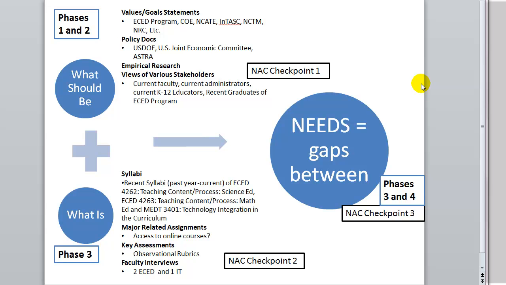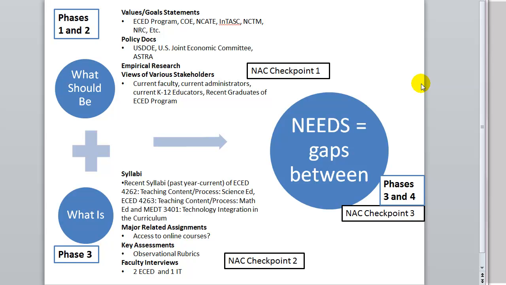Hi everybody. I created a visual this week to represent what I'm doing. I'm doing a needs assessment of the undergraduate early childhood program here at the university. My needs assessment is guided by the question of what our early childhood candidates or students should know and be able to do in relation to technology integration in the classroom, with a particular focus on math and science technology integration.